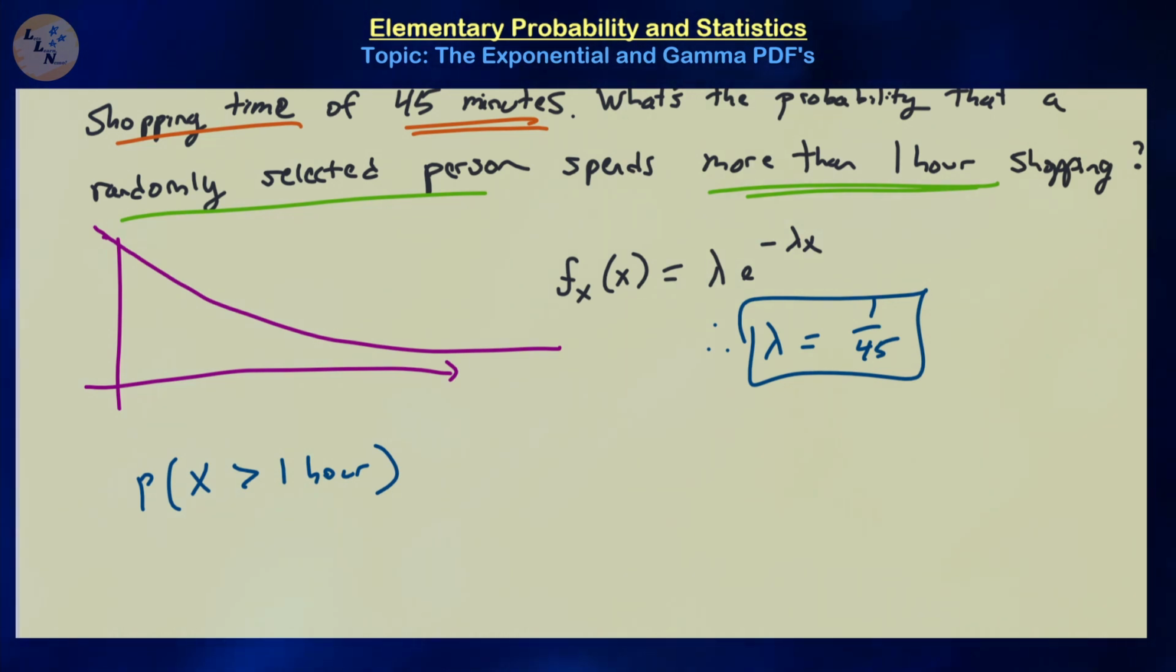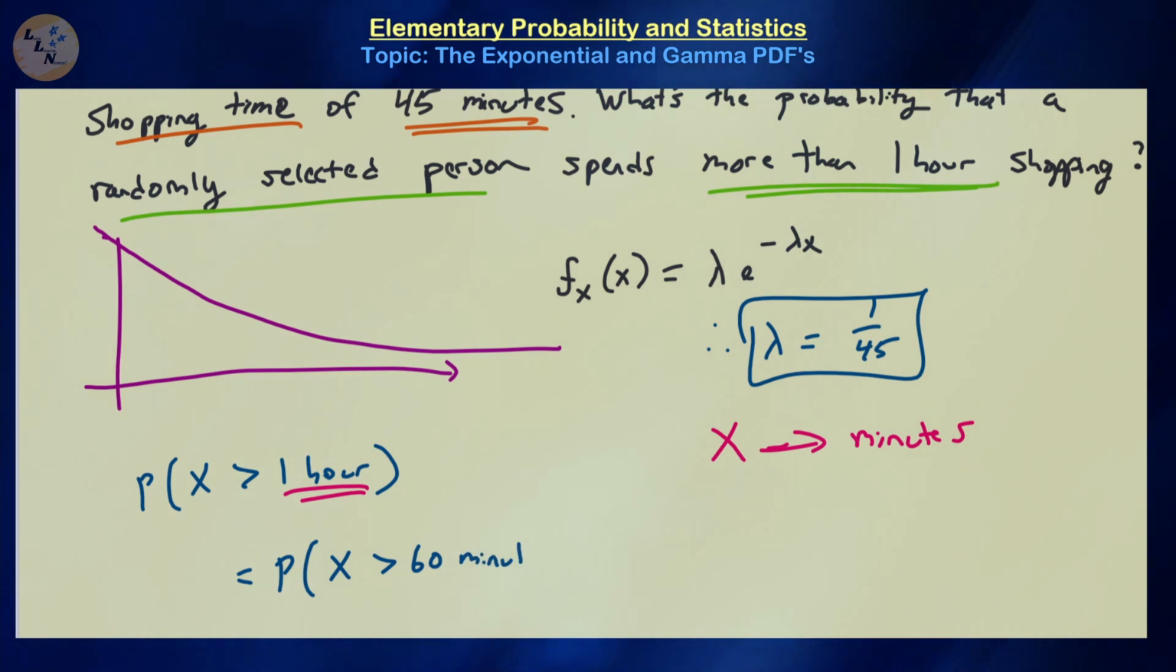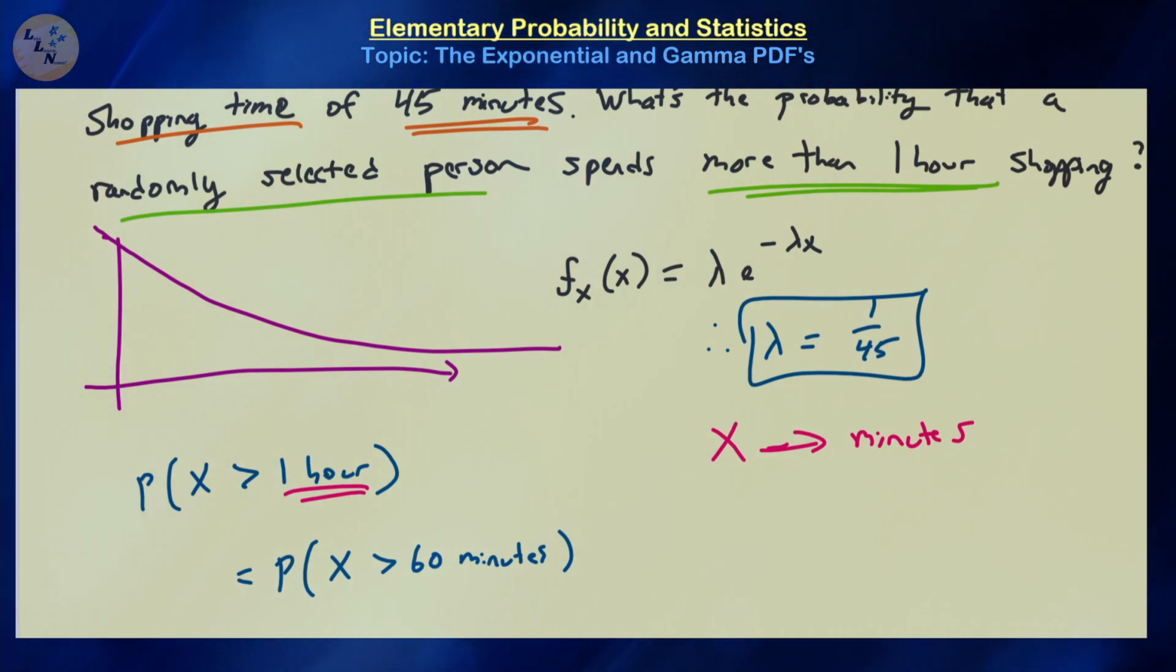So keep in mind that this distribution, x, is in minutes. Since we are in minutes, we need to make sure that what we're integrating is also in minutes. So that means this is the same thing as the probability that x is greater than 60 minutes. Remember, greater than 60 and greater than or equal to 60 give the same value, even though they are different problems. So if we look at our distribution, we're just going to find 60, and find the area underneath the curve from 60 to infinity.